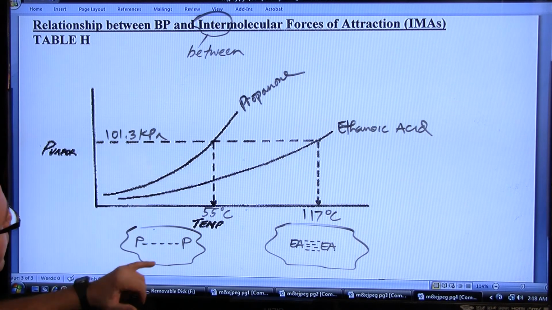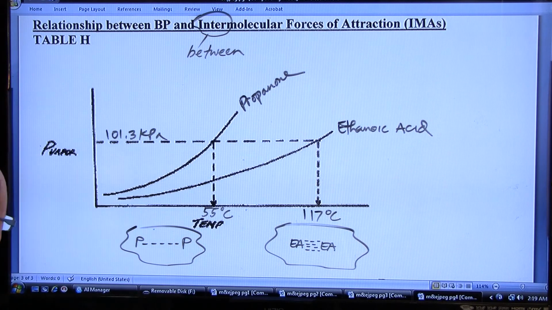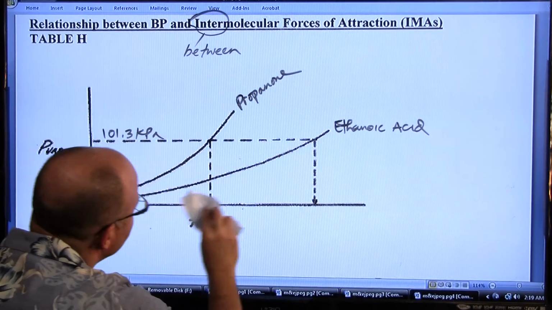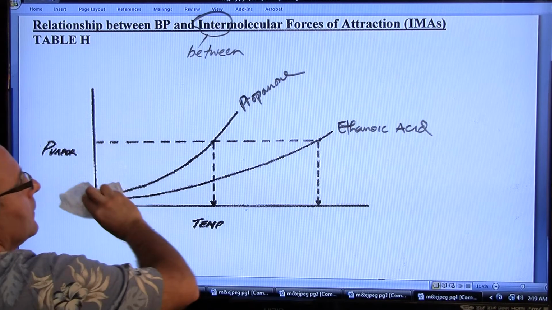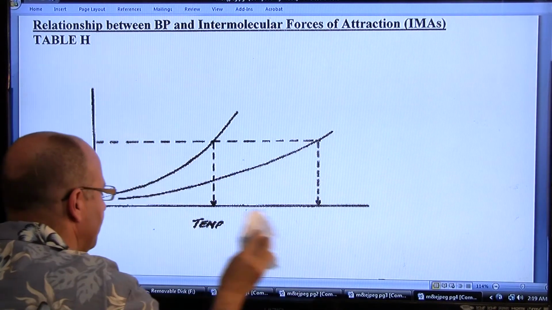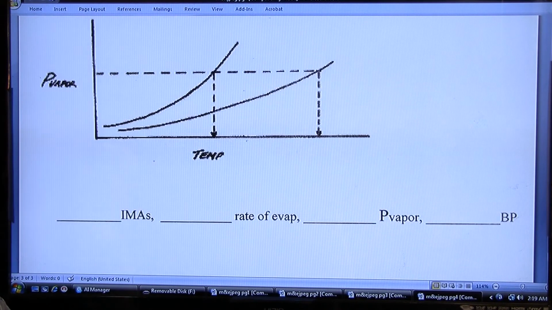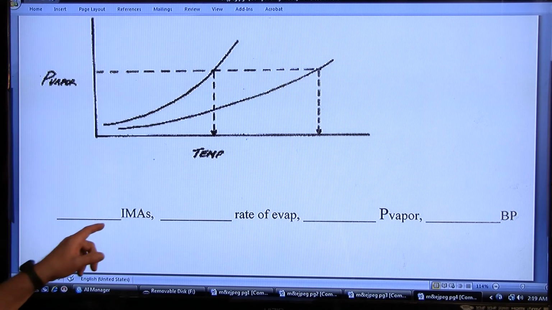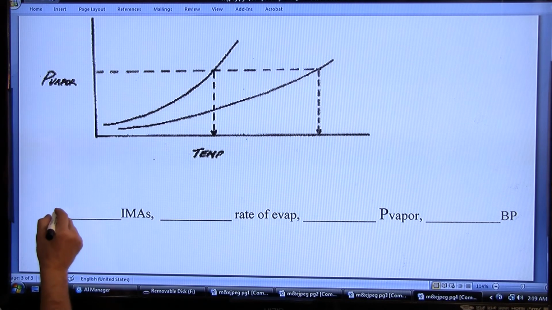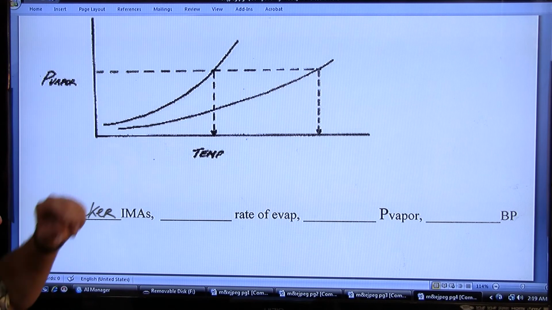The liquid with the weaker attractions will have a lower boiling point. And you'll see that relationship there at the bottom of the page. Why don't you try filling it in, and let's go with the weaker intermolecular attractions. See how you do with that. Okay. IMAs, intermolecular attractions, or intermolecular forces of attraction. Let's go with weaker on this one, as in the case of the extreme with propanone.